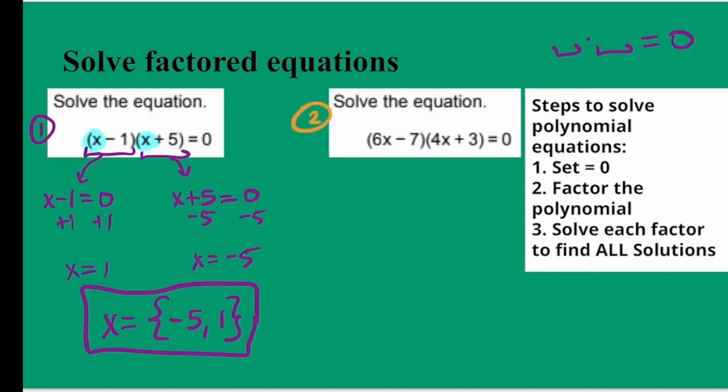So number 2, now we're solving a factored equation. 6x minus 7 times 4x plus 3 equals 0. So again, it's already equal to 0. We're just going to split this up. 6x minus 7, that can equal 0. And then 4x plus 3, that can also equal 0. Both of those cases will give us an answer of 0 when we multiply.